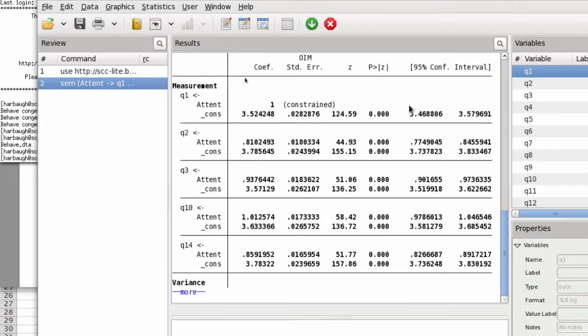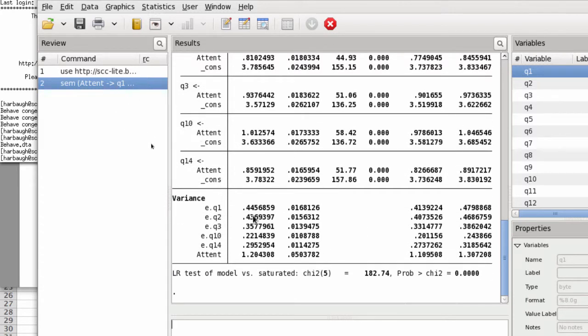And here are the pieces of information it gives us. It gives us the coefficient for Q1, Q3, Q2, Q3, Q10, and Q14. The standard error, a z-score, and a probability score. It gives us the... Oh, I'm sorry. I think I was reading off the intercepts there, not the loadings. 0.8, 0.9, 1.0, 0.85. And then it gives confidence intervals for where it thinks those values might actually be. So these are where it thinks the estimates are.